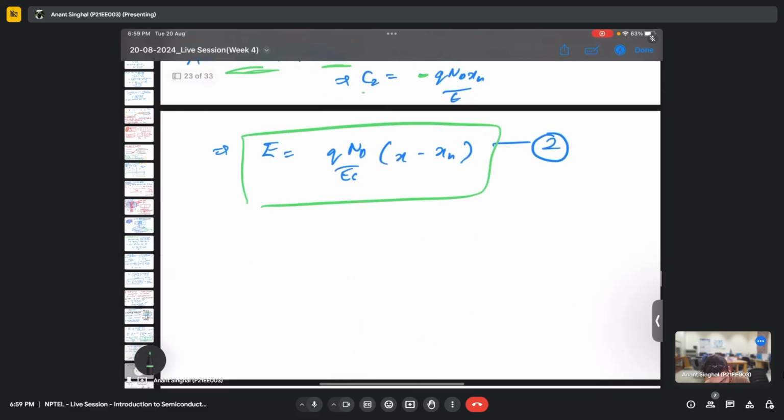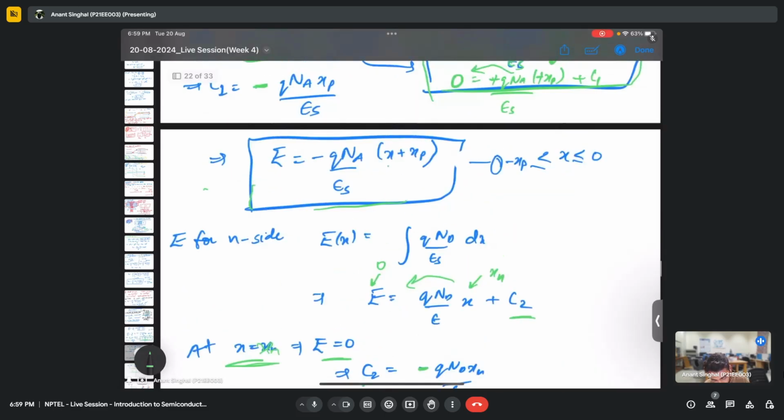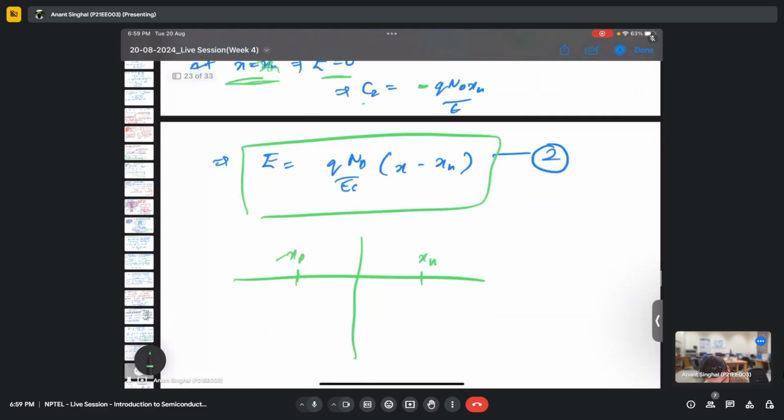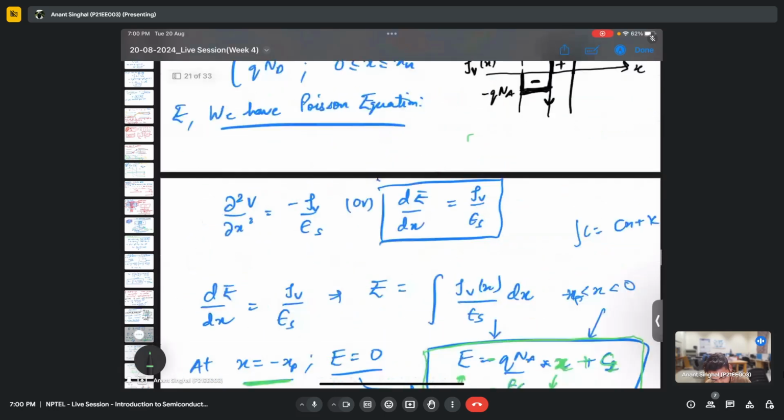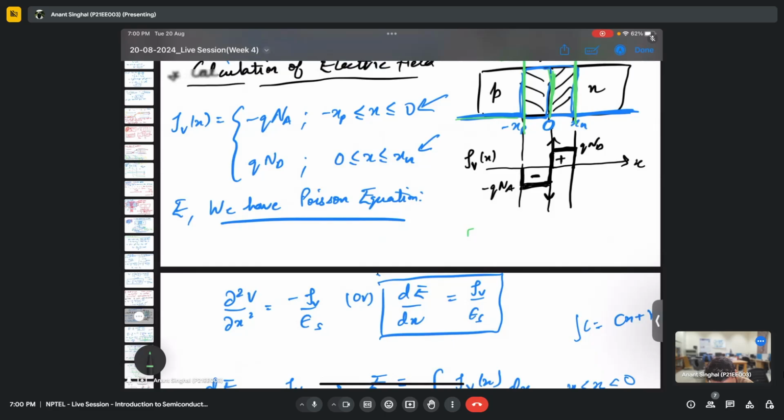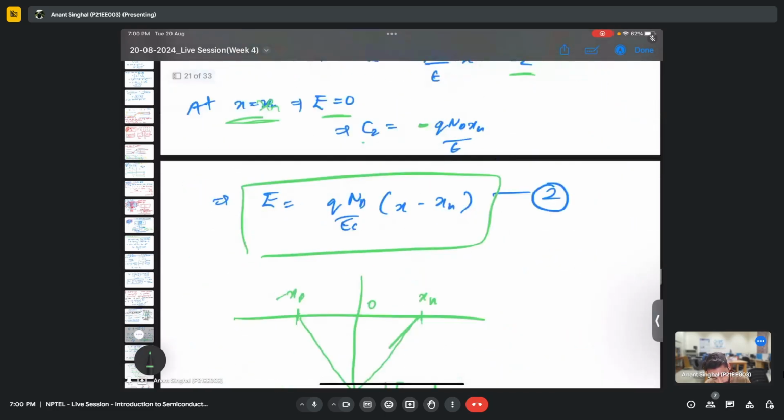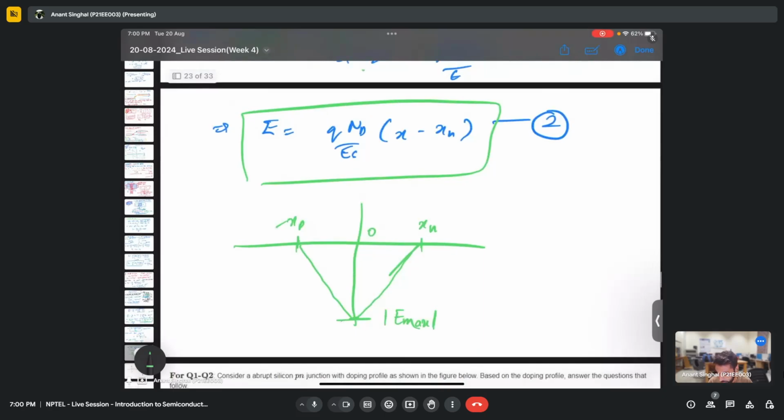So if I plot this, maybe from minus xp to xn only, we have the linear equation in terms of x. At x equals 0, we have some finite value. This is how it looks finally, the linear relation. If you plot the equations directly, this is how it will look. And this is what we call the maximum electric field. The maximum electric field is at the middle of the junction, or at the junction. Is it fine? The electric field plot?